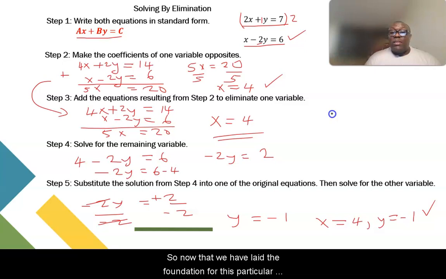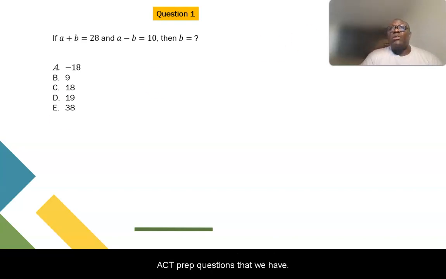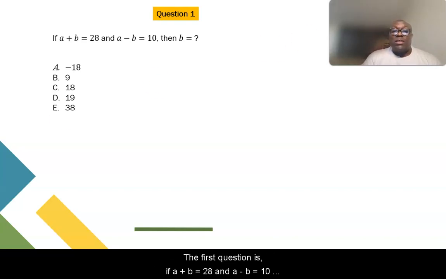So now that we have laid the foundation for solving equations by substitution and elimination, we can now go ahead and answer our 5 ACT prep questions. The first question is, if a plus b is 28 and a minus b is 10, then b is what? So we want to solve for b. So here we need to get rid of a. We are interested in having b, so we get rid of a.